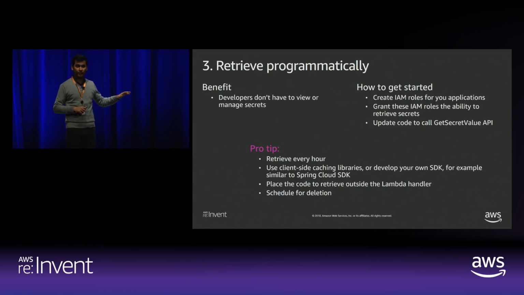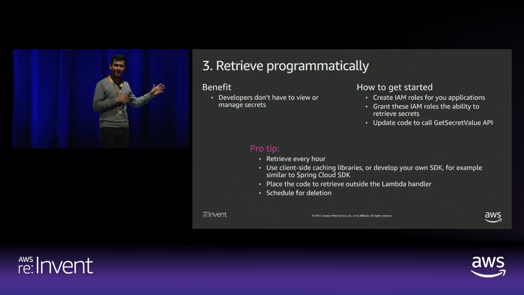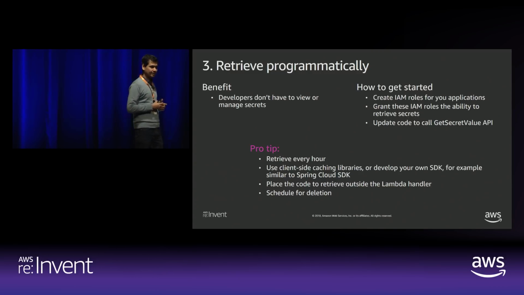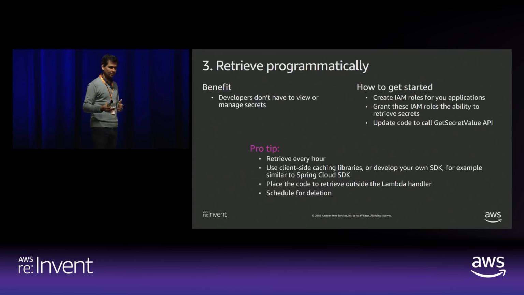For folks who build on serverless, this is really important. You should retrieve the secret outside the Lambda handler. When you do this, it allows you to cache the secret within the Lambda container, which in turn reduces the number of API calls that you have to make to Secrets Manager. So if you're using serverless, retrieve the secret outside the handler.